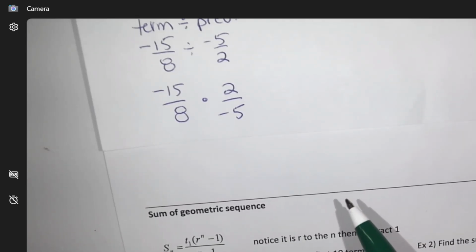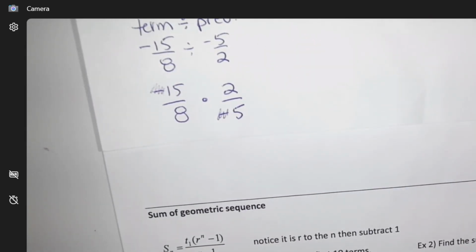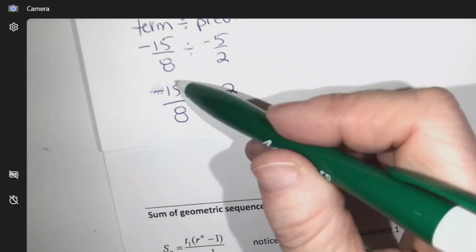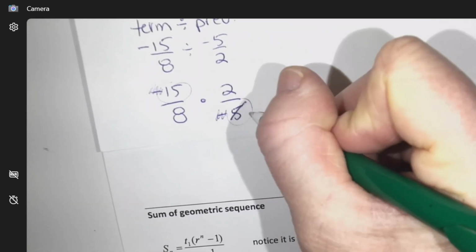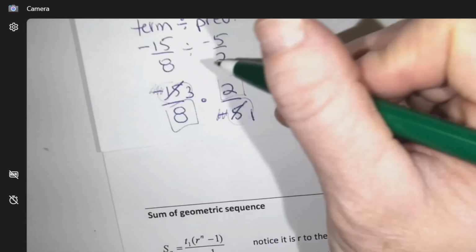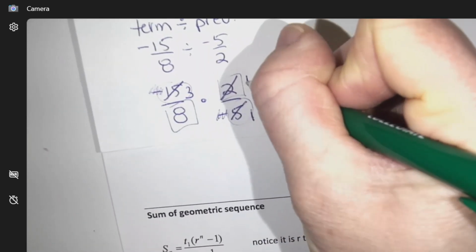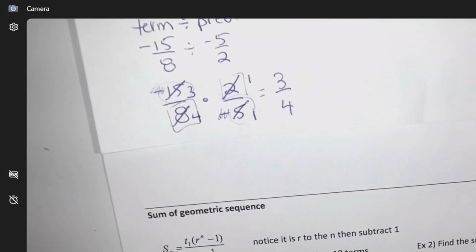Okay, are you okay if I scratch off both negatives right now? Is that okay with you? 2 negatives make something positive. I'm also going to reduce. What do you want to divide? Let's go the 15 and the 5. What could I cross them both out by? I can divide by 5, so that's a 1, and that's a 3. And what else could you do? 8 and 2. So if I divide them by 2, this would turn into a 1 and a 4. So 3 times 1 is 3/4. That is my R. Timesing by 3/4.